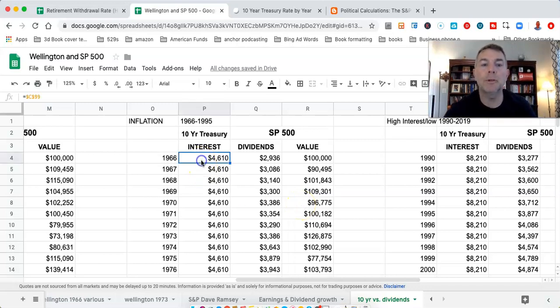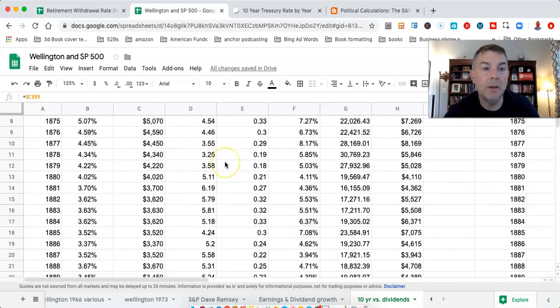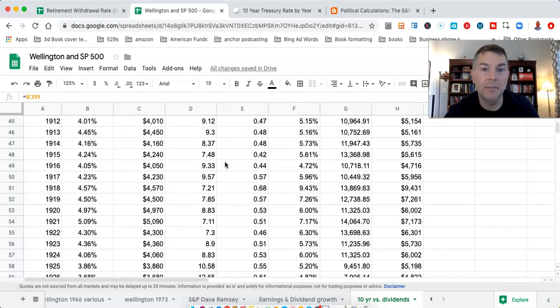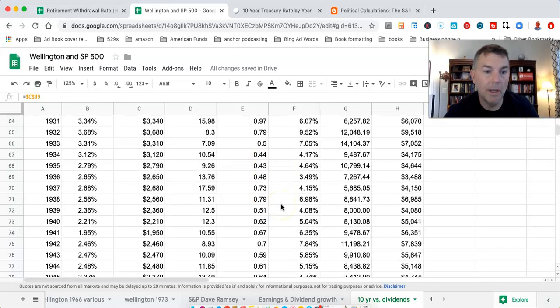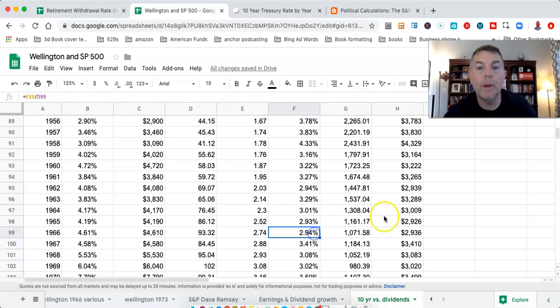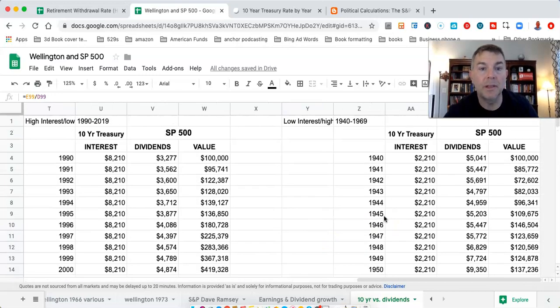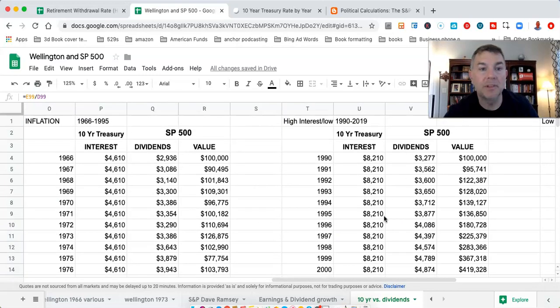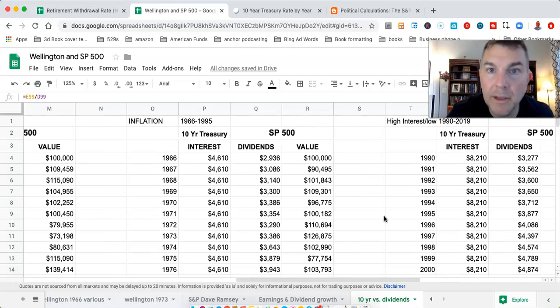The 10-year Treasury in 1966 was yielding 4.6, so that's $4,610 for every $100,000 you had in there. The dividend yield in 1966 on the S&P 500 was, go to 1966, right here, 2.94. So you can see the S&P 500 was significantly lower than the dividends and the interest that you're getting on the 10-year Treasury, again, the proxy for the 30-year.